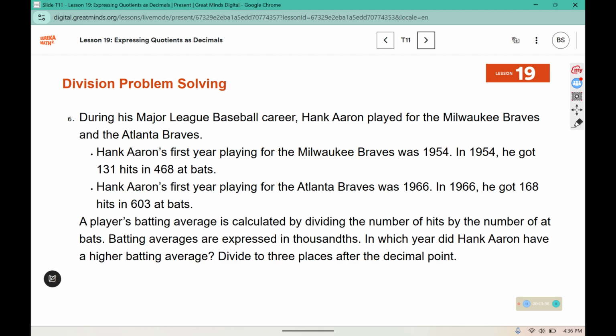A player's batting average is calculated by dividing the number of hits by the number of at-bats. Batting averages are expressed in thousands. In which year did Hank Aaron have a higher batting average? Divide to 3 places after the decimal point. So we are going to have 2 different division problems. 131 divided by 468 and 168 divided by 603.